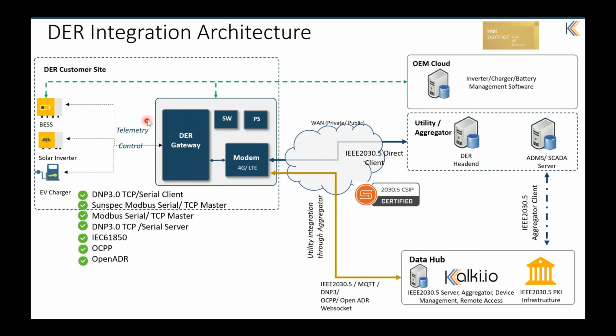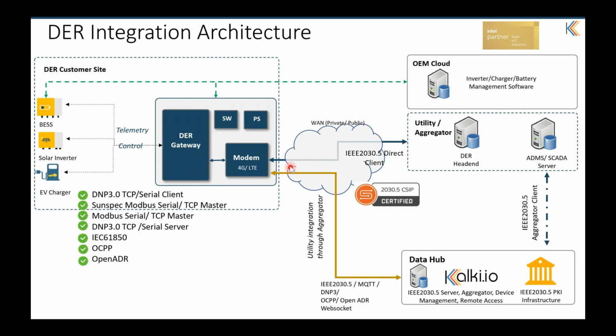So the gateway can connect to multiple types of DERs like BSS, solar inverters, or EV chargers. And the gateway has protocol support to communicate with multiple makes and models of DERs out there. It could be BMP3, SunSpec Modbus, standard Modbus, 61850, or OCPP, the Open Charge Point Protocol, for integrating with the EV chargers. It could be OpenADR as well for connecting with the demand response load directly to the gateway.